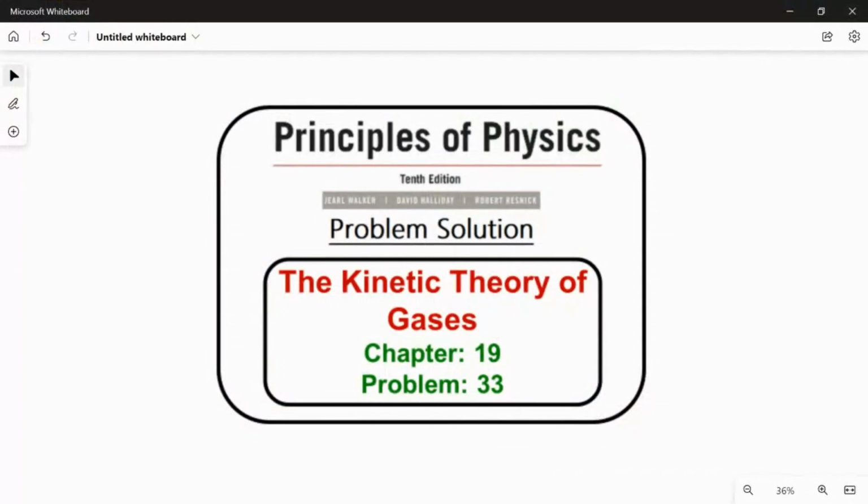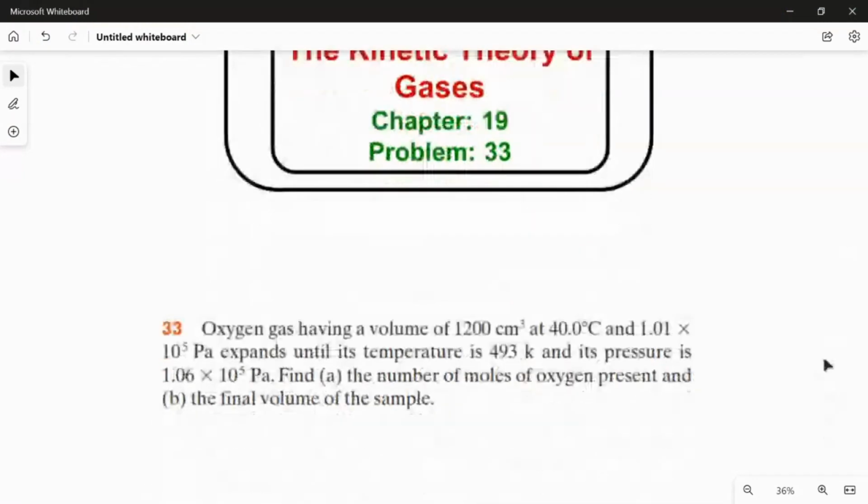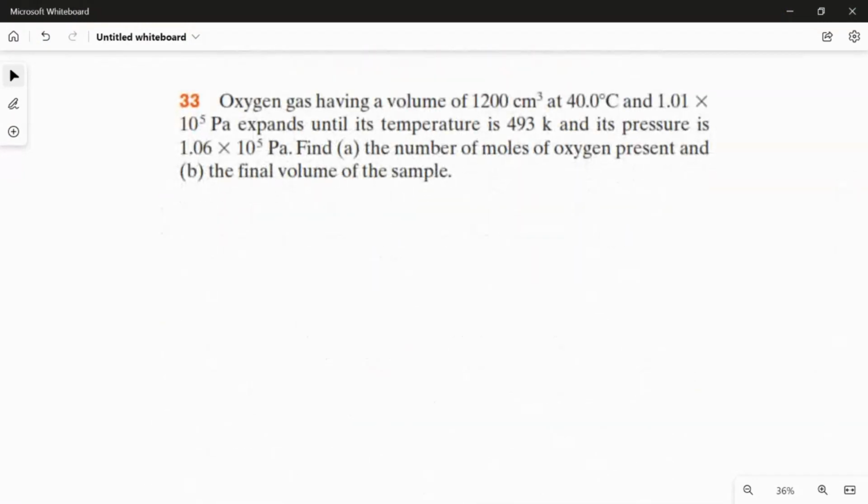In this video, I am going to solve problem 33 from chapter 19. Oxygen gas having a volume of 1200 cm³ at 40 degrees Celsius and 1.01 × 10⁵ Pascal expands until its temperature is 493 Kelvin and its pressure is 1.06 × 10⁵ Pascal. First question, we are going to find the number of moles of oxygen present. In the second question, we are going to find the final volume of the sample.